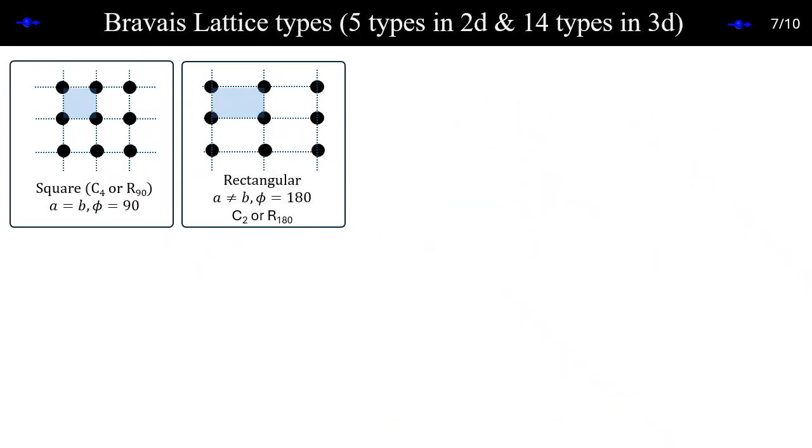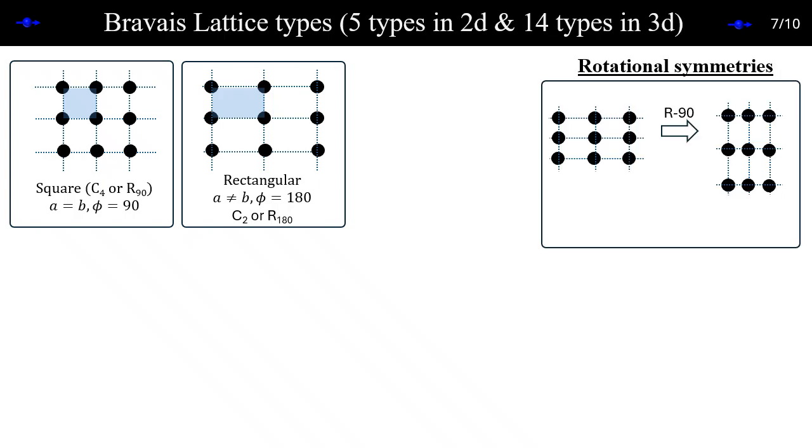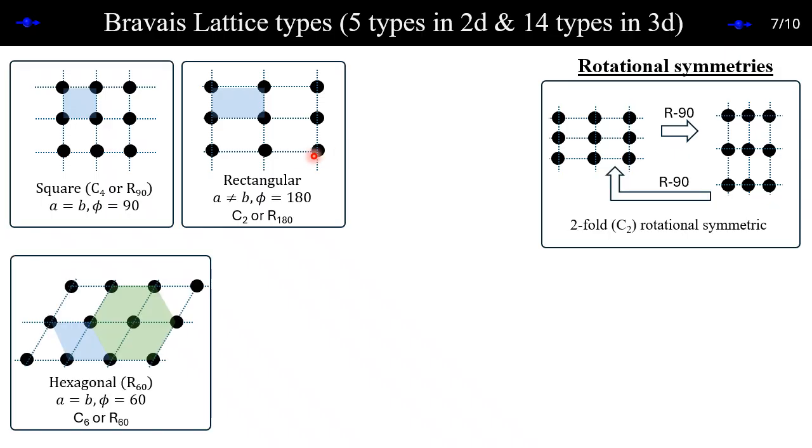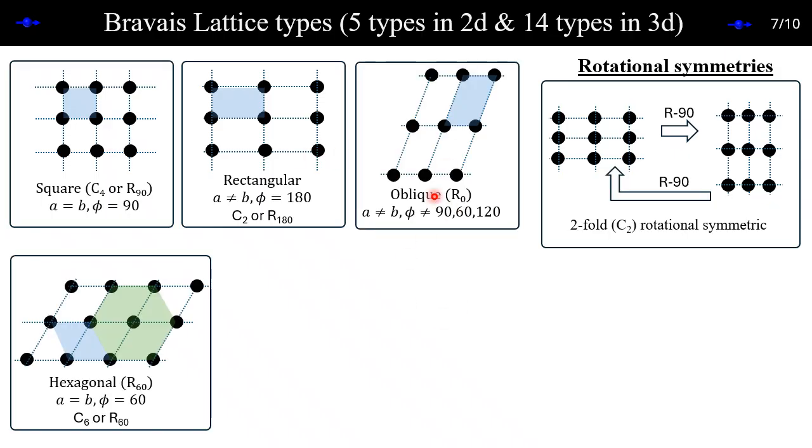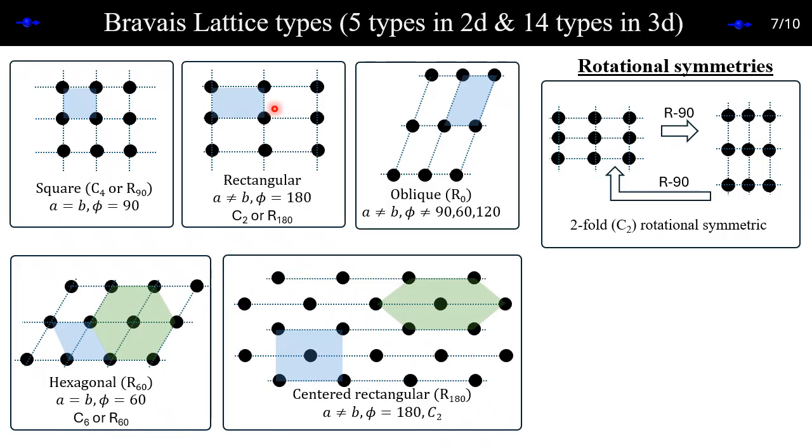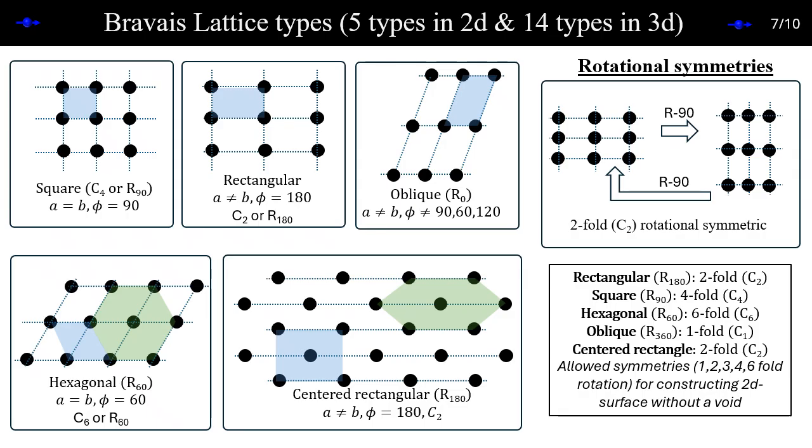Then I mentioned that there are 5 different types of Bravais lattice in 2D and 14 different types in 3D. We talked about rotational symmetry. Some of them are 4-fold symmetric, 2-fold symmetric, 6-fold symmetric, and this is 1-fold, meaning you need a 360-degree rotation. Also I mentioned that you can put some centered atoms and see if you get any new type of crystal. I think there was some confusion, so we'll very briefly recap on that soon.